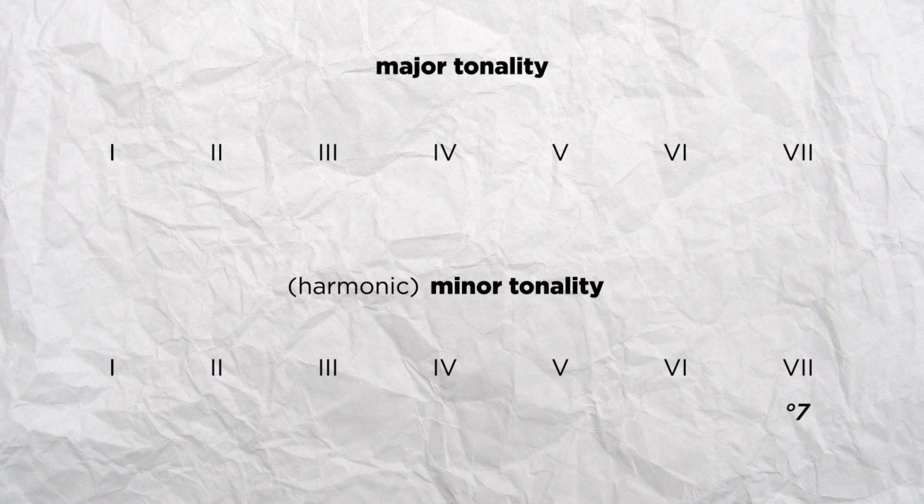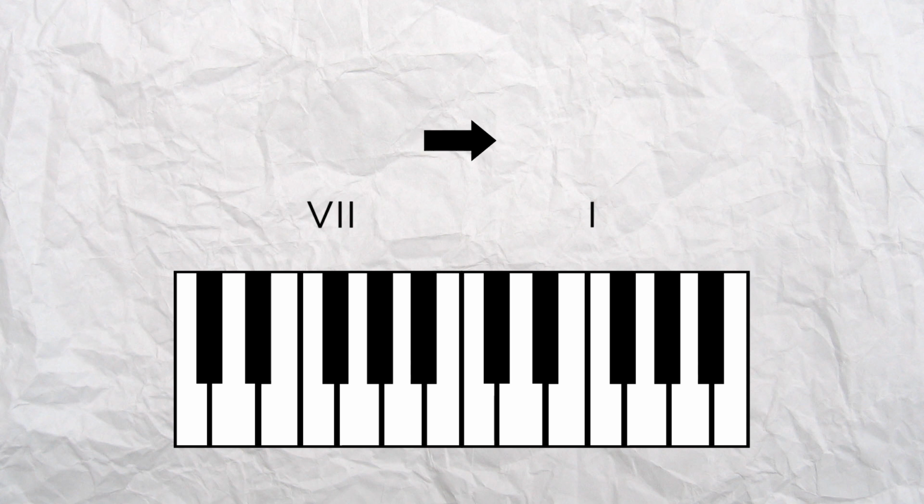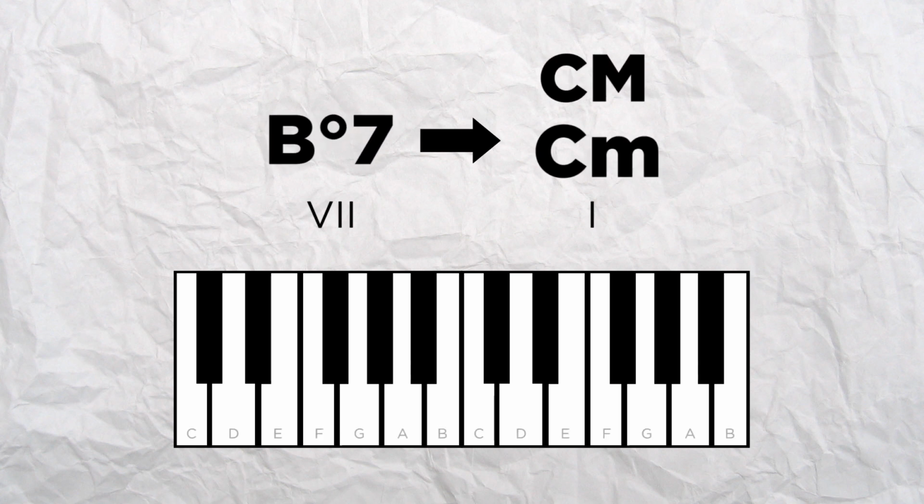The diminished 7th chord can be found on a 7th degree. It appears naturally in the harmonic minor scale, but it can also be used in a major tonality as a borrowing, and it resolves well on a 1st degree. So in a tonality of C major or C minor, that would make a B diminished 7th chord that resolves well on either a C major or C minor.